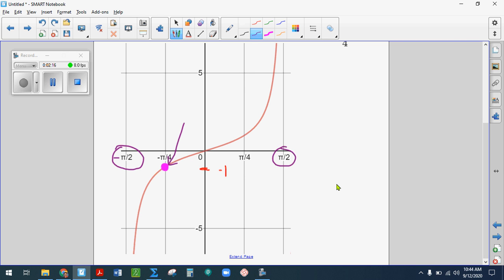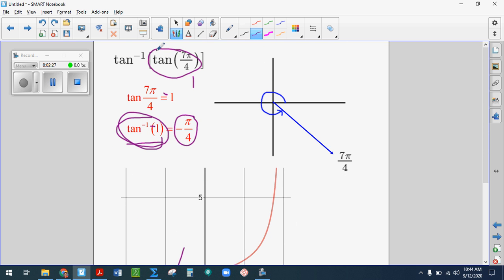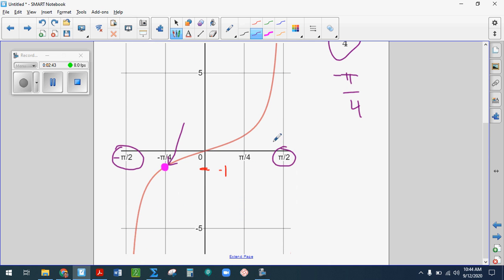And that idea will not change for the entire year. It is very important to me as your teacher that I show you why we're doing what we're doing whenever I can. So why is inverse tangent defined from negative pi over 2 to pi over 2? When we're in quadrant 4, why does it matter that I'm using negative pi over 4, even though that's a coterminal angle? Those are coterminal angles. Why? It's because of this graph.